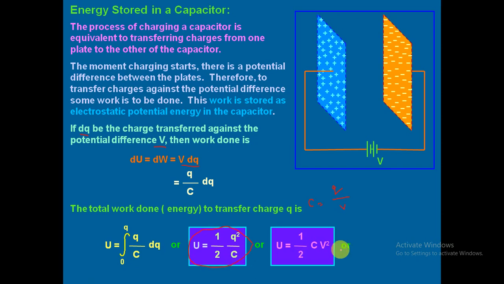Or you can replace C from here. You can write C as Q over V, so one Q will get cancelled. So another expression of the energy stored in the capacitor is half Q into V. All three expressions are in terms of different variables, so you can write the total energy stored in the capacitor in this way.